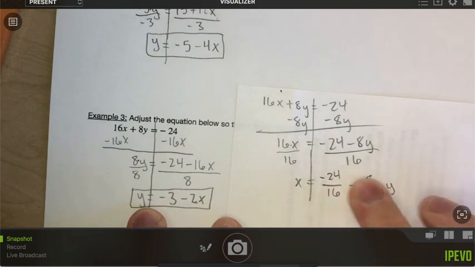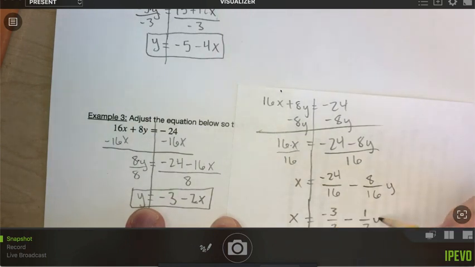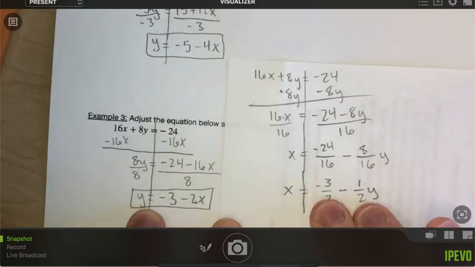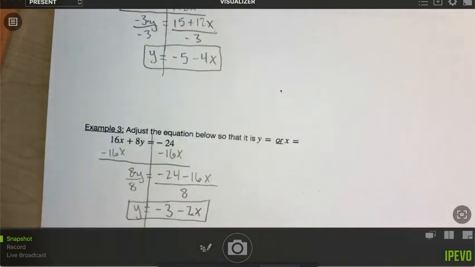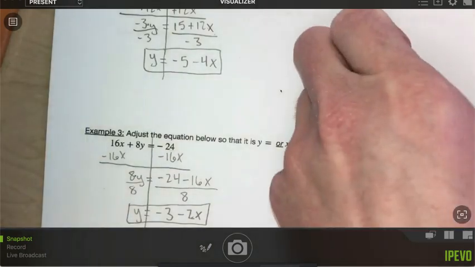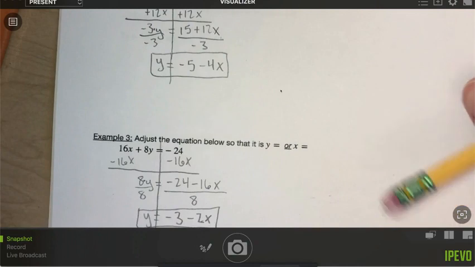I could clean this up a little bit by reducing the fractions. Still not going to be great, but this would become negative 3 over 2. This would become minus a half. But still, if I compare this to this, I'm going to go with this every time. All right, cool. So this brings us back to the original situation that inspired learning rearranging.